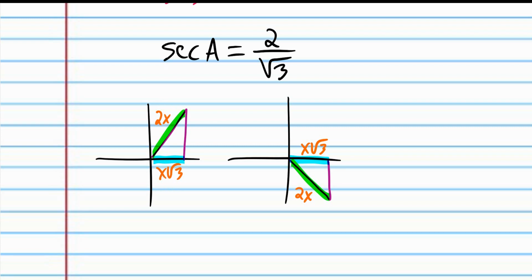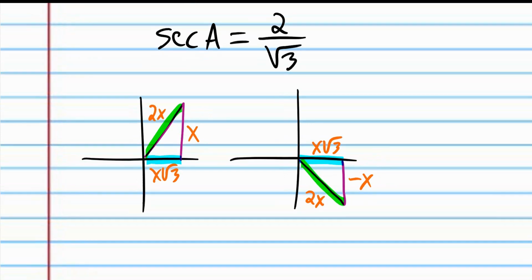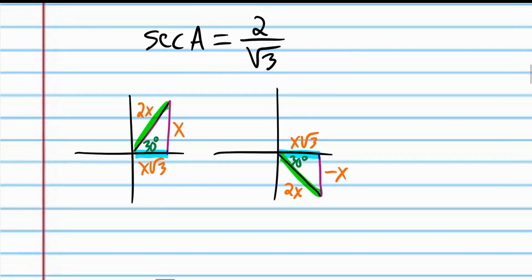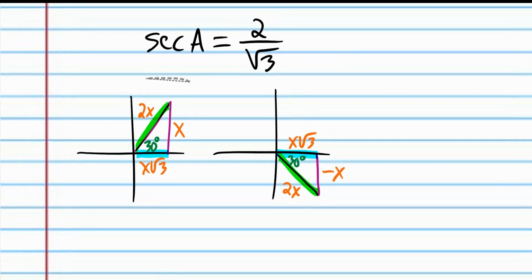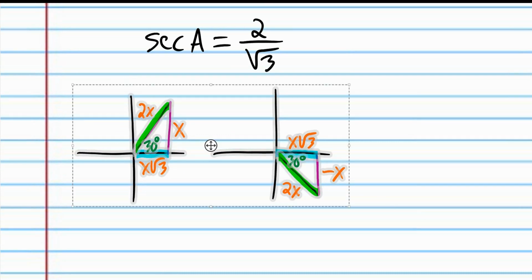So of course this missing side is x. We know that just because we know the relations between the sides in a 30, 60, 90 triangle, and this side of course is negative x, but we don't really need to know that these sides are x and negative x. Now remember, the angle that is opposite x is always 30 degrees. So that gives us our reference angle. And that's really all we need to find the answers at this point.